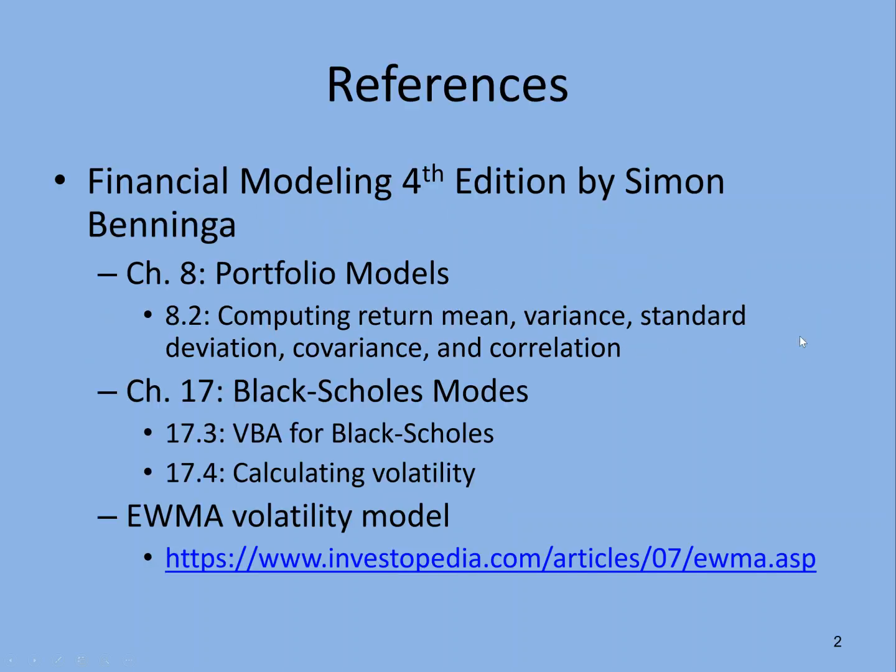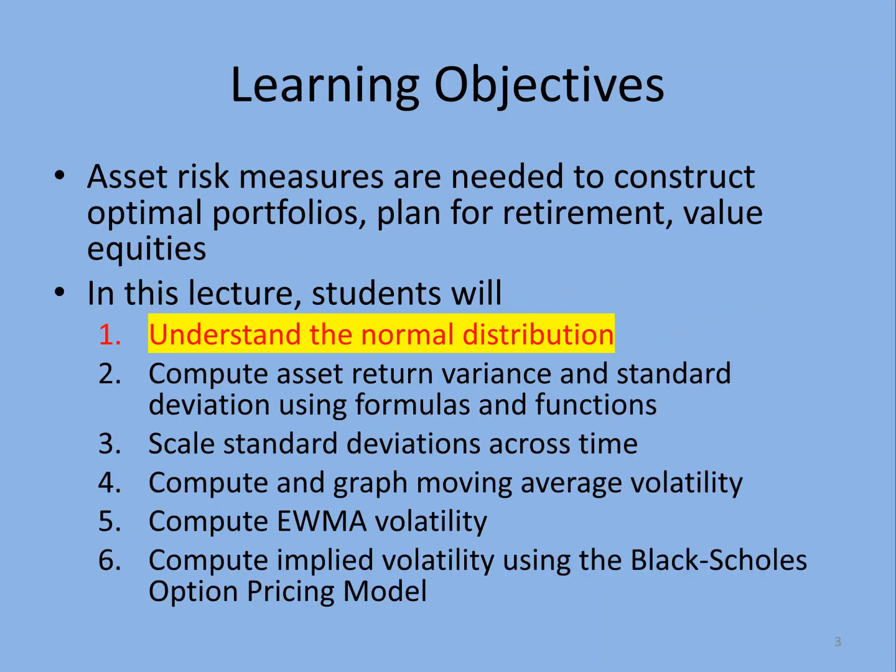In this topic, if you're looking for references, I recommend Simon Benninga's Financial Modeling, 4th edition. Chapter 8 covers portfolio models where you compute return mean, variance, and standard deviation. Chapter 17 covers Black-Scholes, particularly calculating volatility using the Black-Scholes implied volatility model. And if you're looking for a web reference on EWMA, exponentially weighted moving average volatility, which is not covered in the textbook, I recommend this link here from Investopedia.